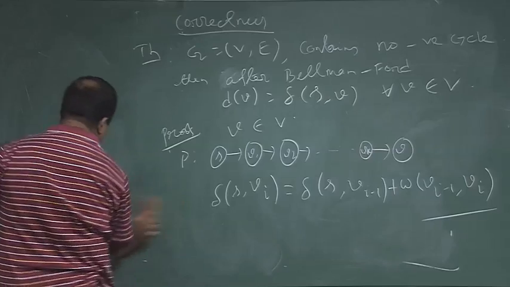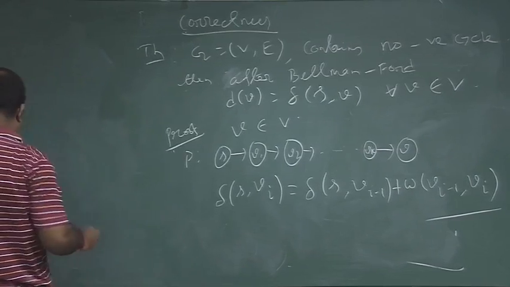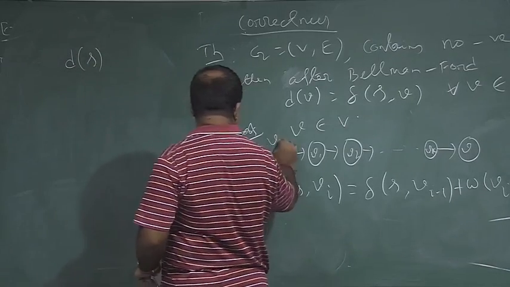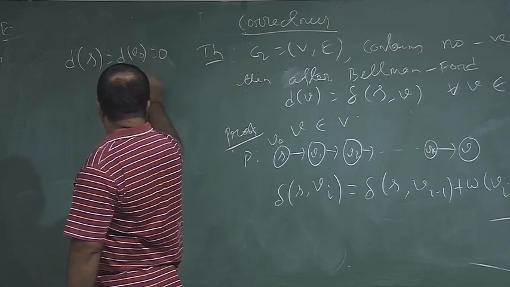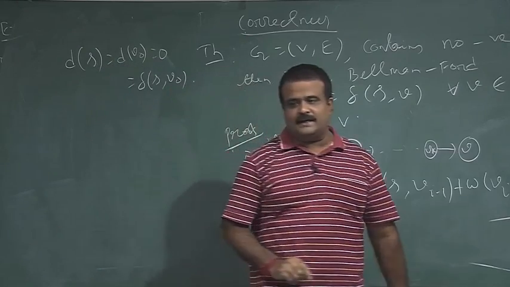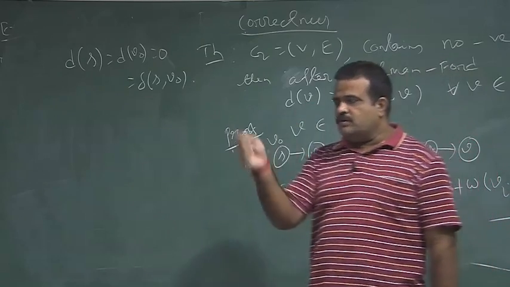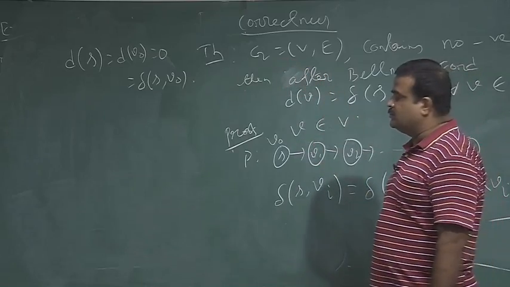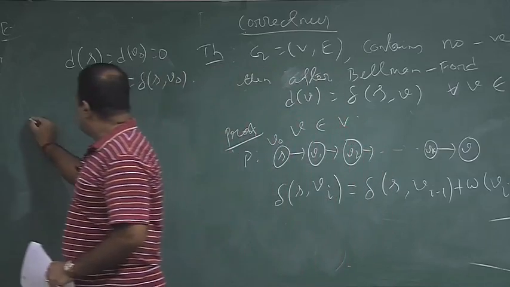So we are trying to see why the outer loop runs V times. Now we can claim that delta of S, which we can denote as v0, is basically 0, which is delta of S comma v0, because since there is no negative cycle, it is better to remain at S. There is no other way we can minimize that cost, because there is no negative cycle.